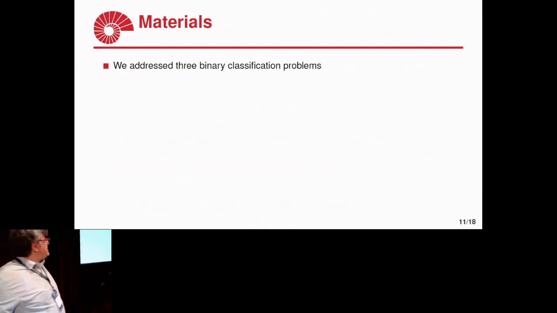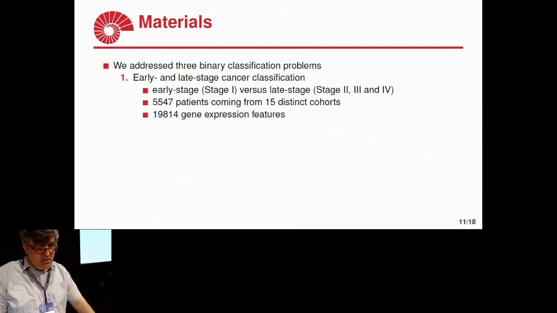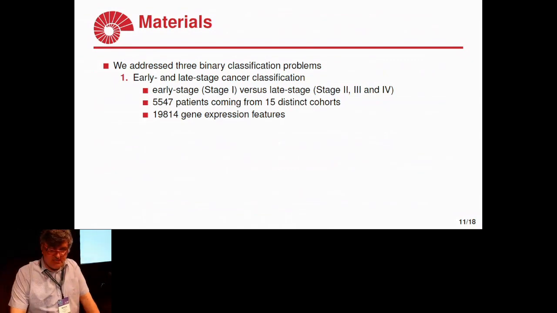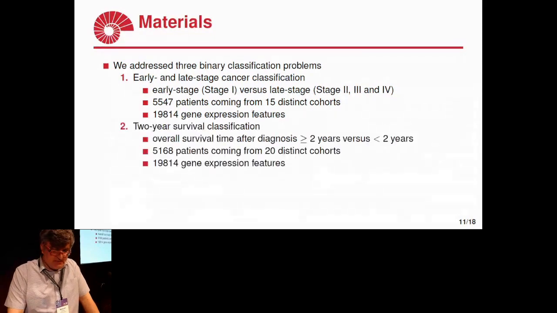We addressed 3 binary classification problems. The first one is early and late stage cancer classification. We have more than 5,000 cancer patients coming from 15 TCGA cohorts, and we have around 20,000 gene expression features. In the second data set, we have 2-year survival classification. We are trying to predict whether the overall survival time is greater than 2 years or not. Again, more than 5,000 patients from 20 TCGA cohorts and around 20,000 gene expression features.